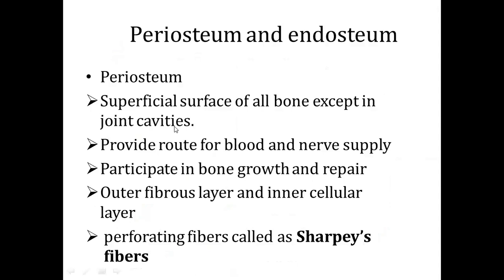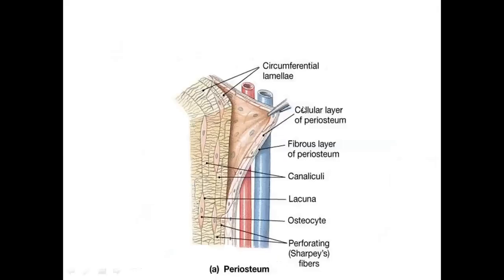Periosteum is on the superficial surface of all bone except in joint cavities. You can locate the periosteum. It provides a route for blood and nerve supply. It participates in bone growth and repair. It consists of two layers: an outer fibrous layer and an inner cellular layer. Perforating fibers are called Sharpey's fibers. And here you can see the cellular layer of periosteum and the fibrous layer of periosteum.